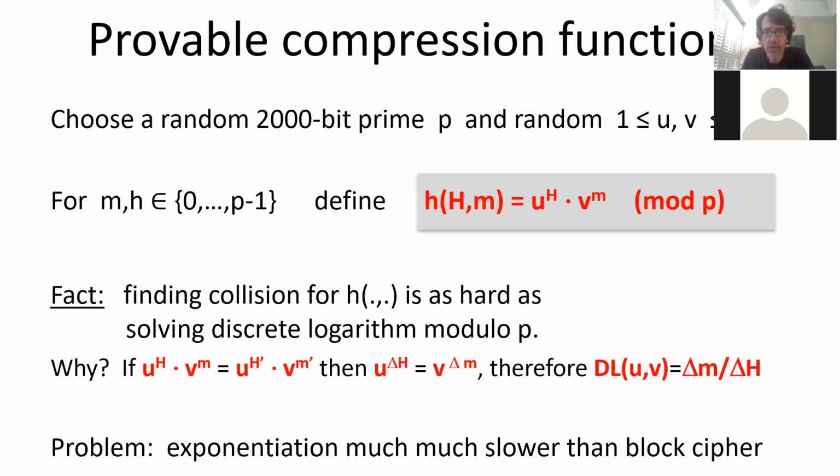So why not use this? Because this is a compression function. These two inputs are both as big as p, and the output is as big as p, right? So if p is close to, say, n bits, this is 2n bits and this is n bits. So boom, you have a compression, right?